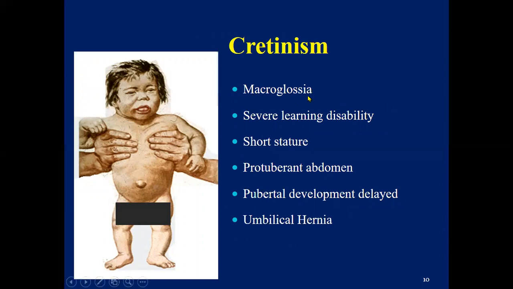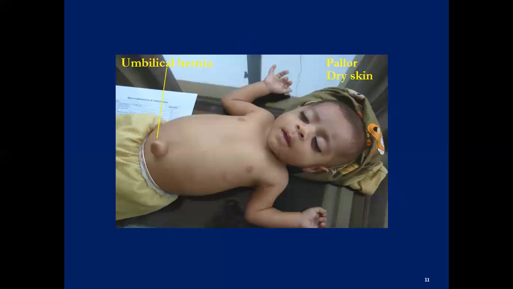Features of cretinism include macroglossia, where the tongue is protruding from the mouth, it is a big tongue, severe learning disability, where the patient is unable to learn, short stature, protuberant abdomen, pubertal developmental delay, and umbilical hernia. These are the symptoms and signs which can be present, and they can all be reversed if it is diagnosed properly at the time of birth or in the first year of life. This is the pallor, dry skin, and umbilical hernia, typical features of hypothyroidism.